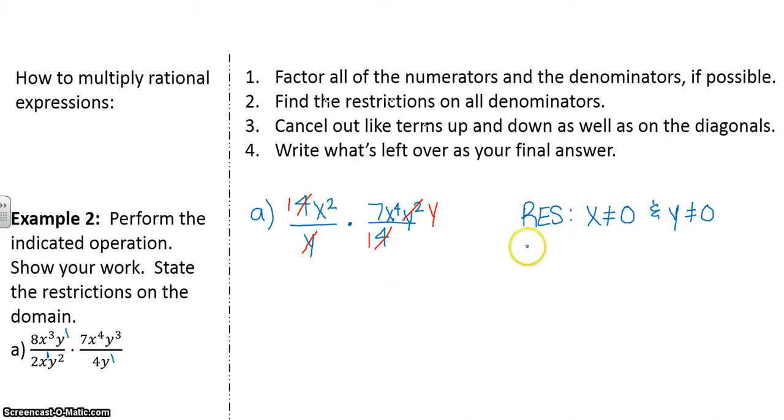Okay, so then my answer is going to be whatever's left over. So on top, I have 1 times 7, which is just 7. X squared times x to the fourth, that's when you add the exponents. We can't cancel those because they're on the same level. So that becomes x to the sixth. And then we have y to the first left, and there's nothing left on the bottom. So then your final answer is 7x to the sixth y with those two restrictions.